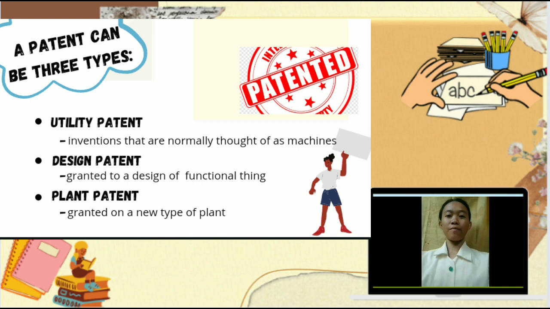A patent can be of three types. It can be a utility patent. Utility patents are for inventions that are normally thought of as machines. The next one is the design patent. A design patent is granted for the design of a functional thing. And the last one is the plant patent. A plant patent is granted on a new type of plant.